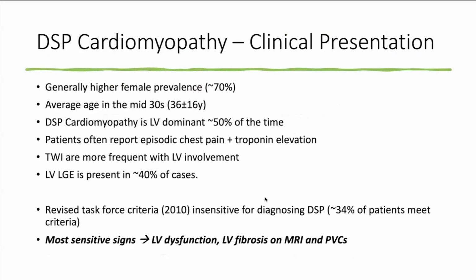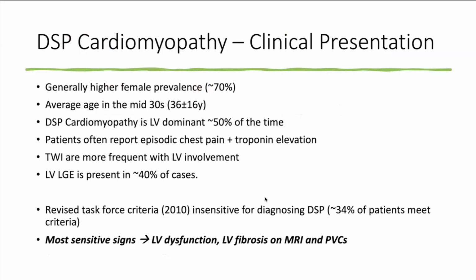And so generally, the clinical presentation of these patients, it's generally higher prevalence in females. So ARVC was roughly 50-50. And in this population that had this genetic mutation, roughly 70% of them were female. Generally, the patients are a little bit younger. Their average age is in the mid-30s. Here it was kind of 36 plus or minus 16 years of age.